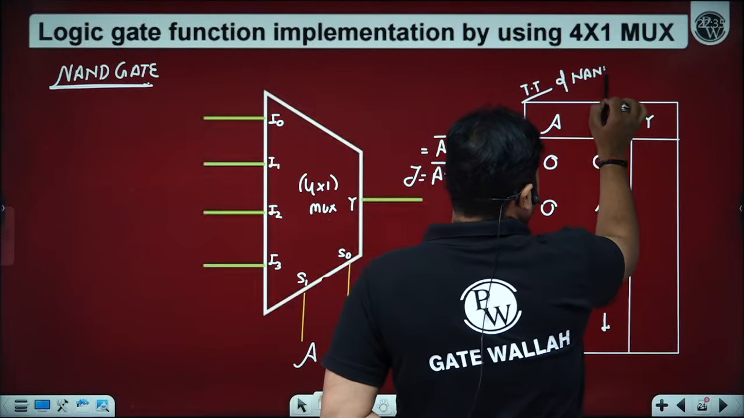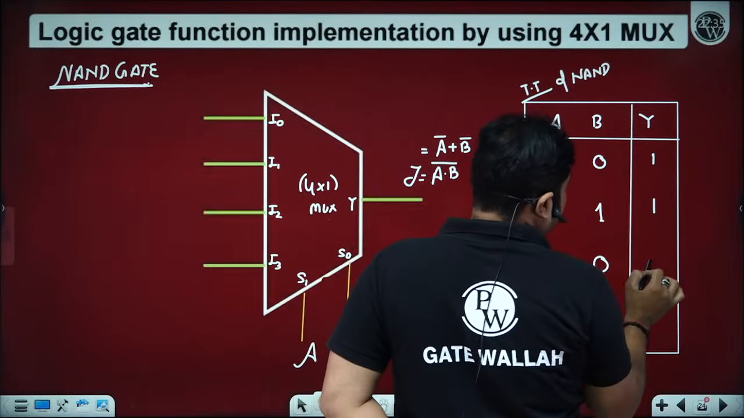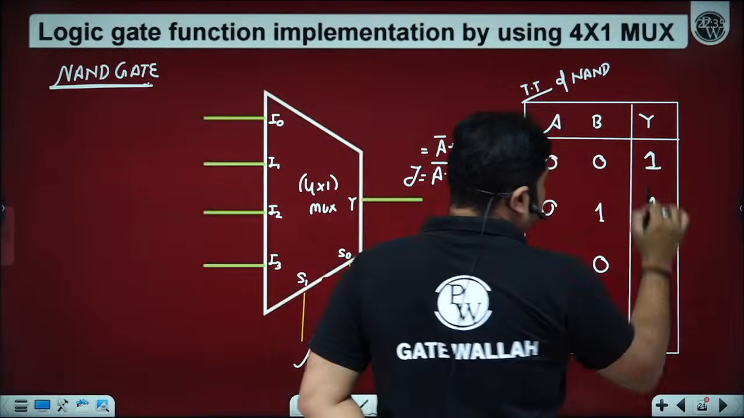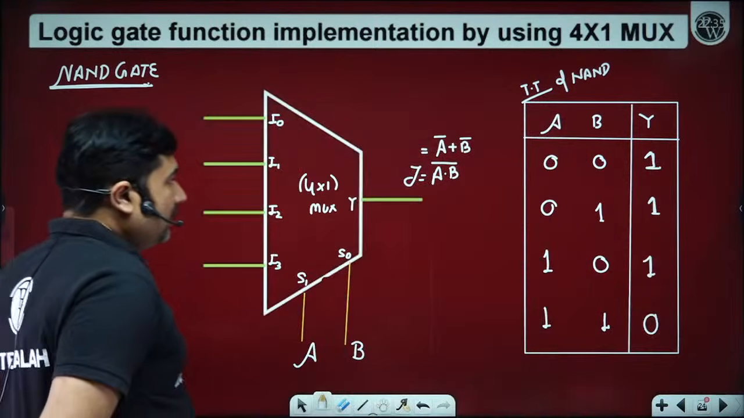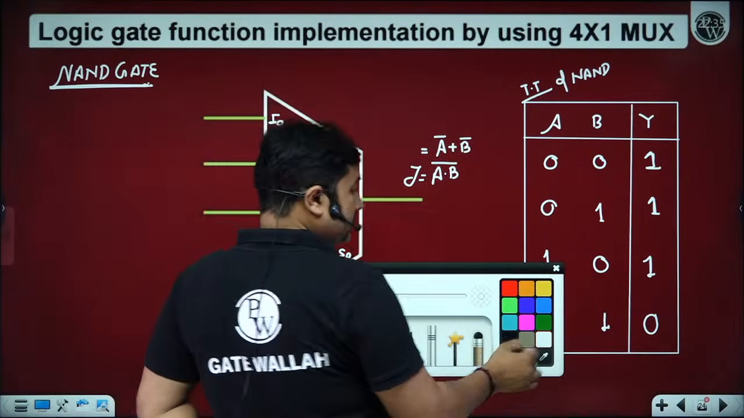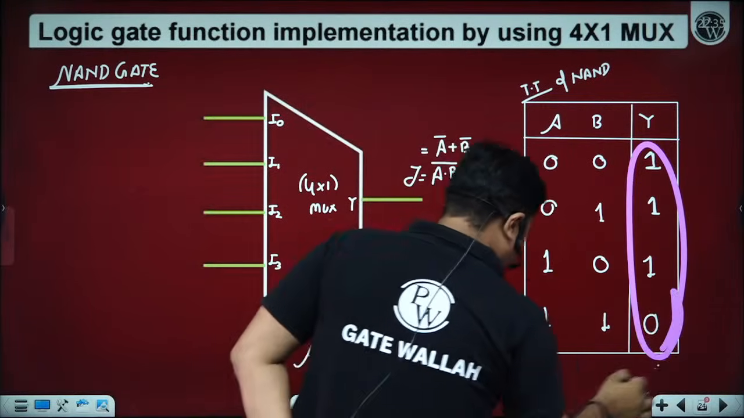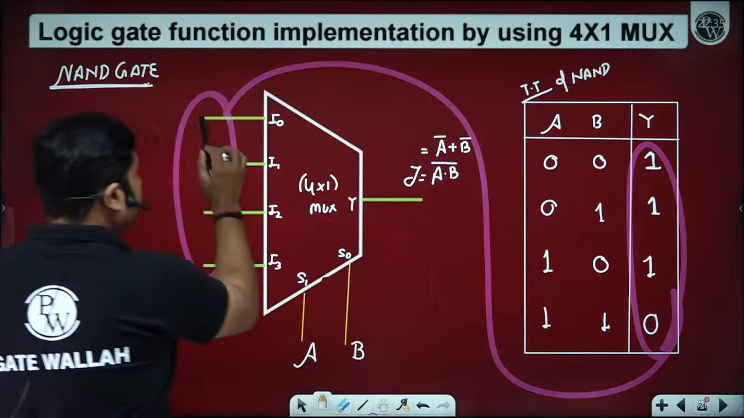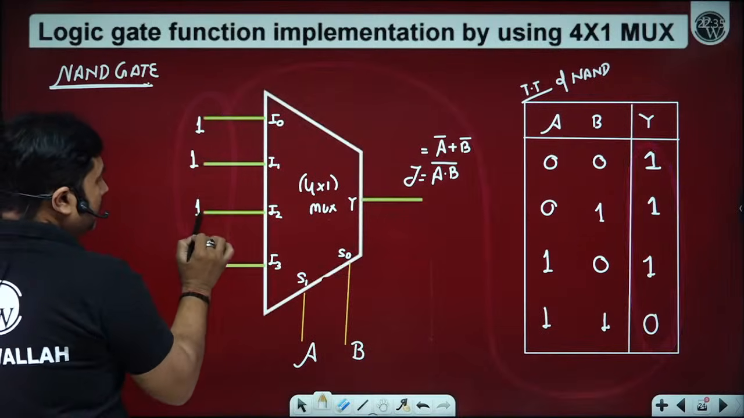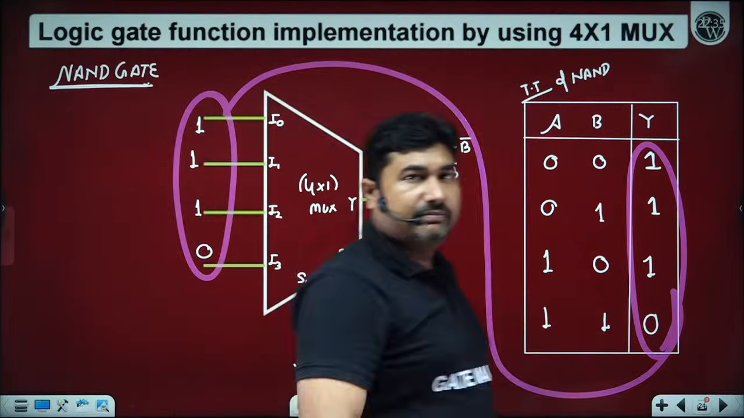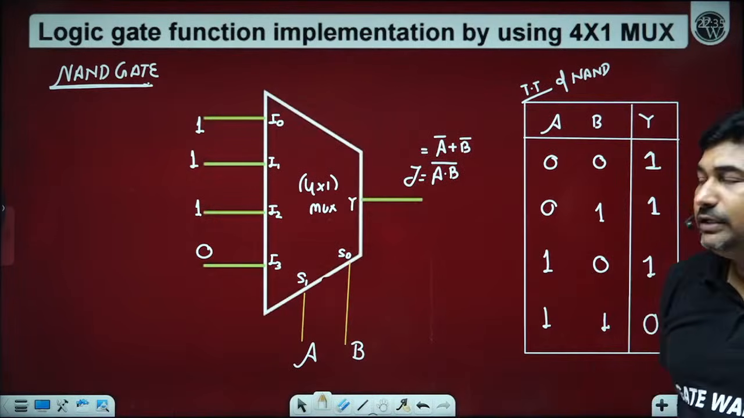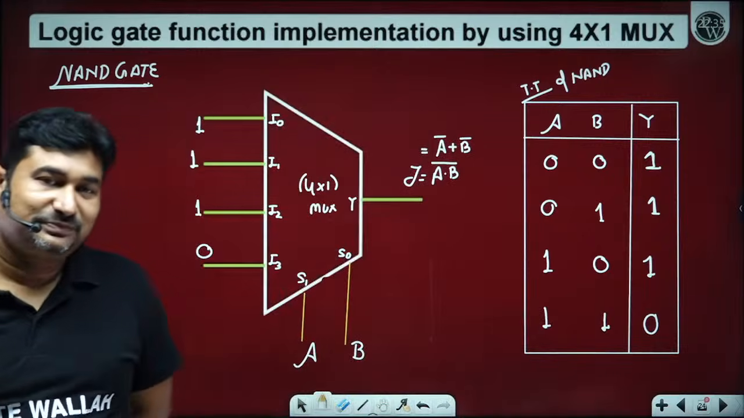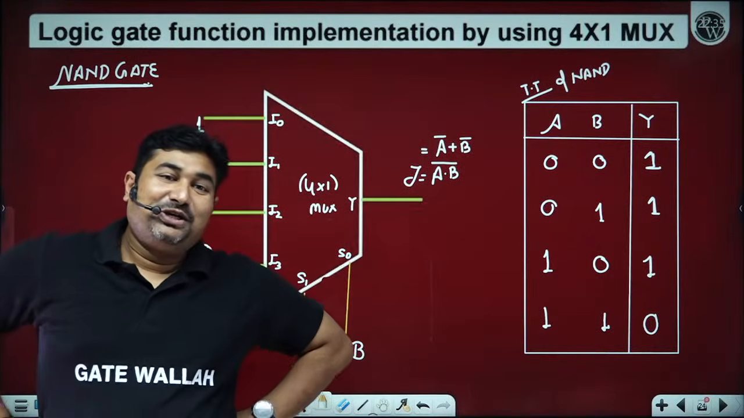What is the truth table of the NAND gate, beta ji? 1 1 1 0. It is only 0 when both are high. Otherwise, it is logic level 1. So we need to copy this and paste it onto the input pins. So if I paste, it will become 1 1 1 0. Automatically your function will get implemented. How many of you able to understand, beta ji? Please let me know by writing in the comment section.